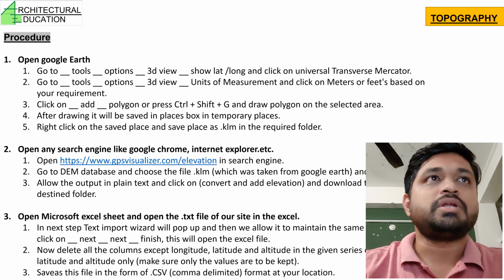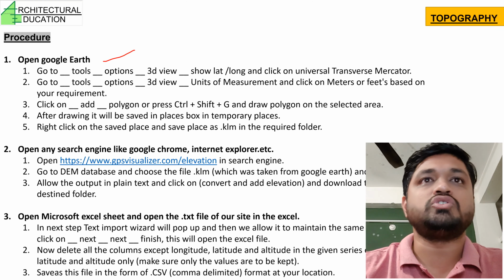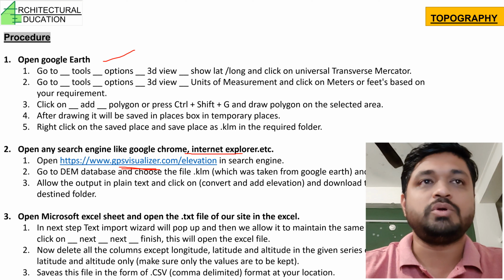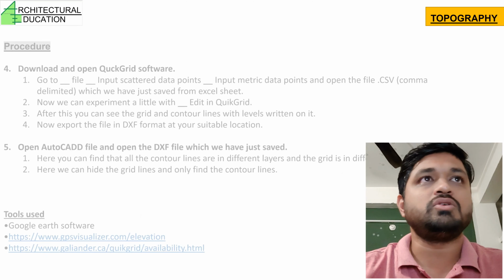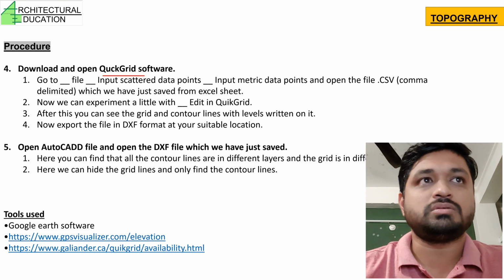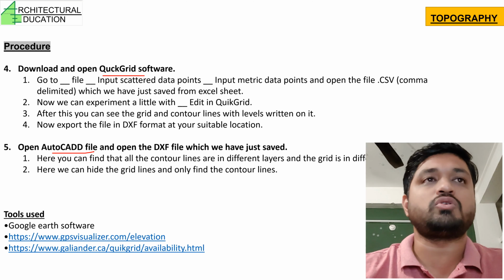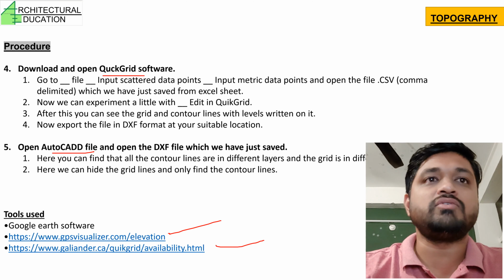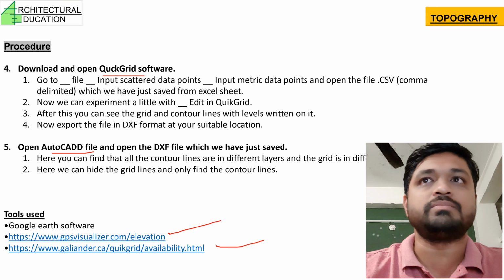Here we will have Google Earth, which we have to install. We require Internet Explorer. Don't worry, I'll give you the link in the below section. Then you will need Microsoft Excel, and then you will have to download QuikGrid, for which I'll give you the hyperlink below, and finally you should have AutoCAD software. These are the links for directly connecting to the visualizer, and this is the one available for you to download QuikGrid.